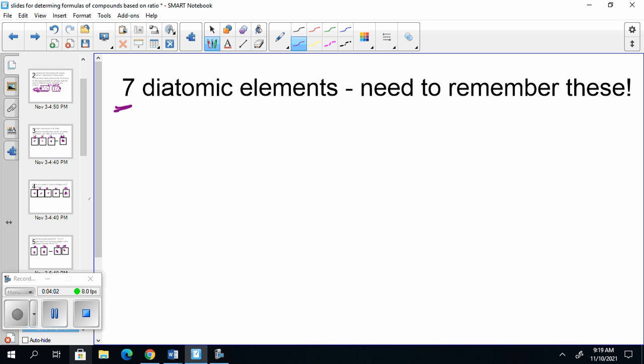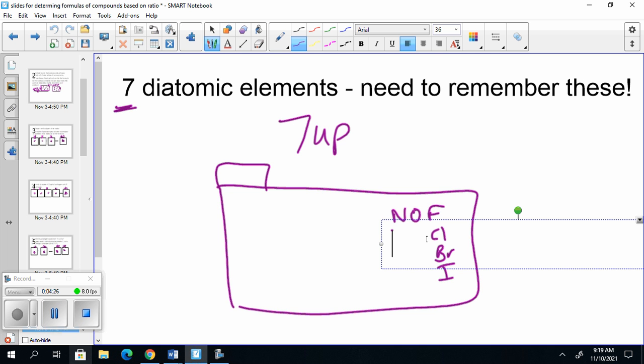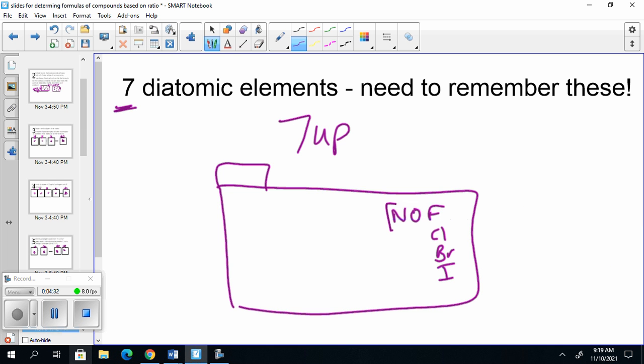So there are 7 diatomic elements that we need to remember. I like to use the phrase 7 up because it helps you remember it. If this is the periodic table, there are 7 elements. It starts over here: N, O, F, Cl, Br, I. See how that makes the number 7? And then up here in the corner is hydrogen. Those are the 7 diatomic elements.